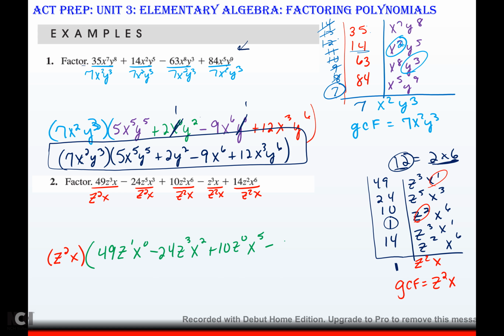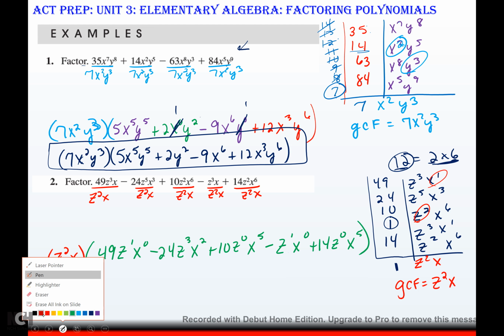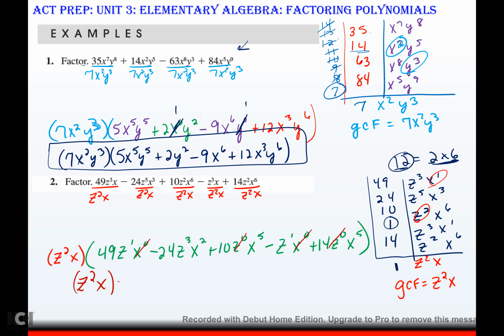Minus z to the 3rd divided by z squared is z to the 1st. x to the 1 minus 1 is 0. Plus 14, z to the 2 minus 2 is 0. x to the 6 minus 1 is 5. And I'm done, other than cleaning up the 0 degrees, because those are just ones. So my final answer would be z squared x times 49z minus 24z cubed x squared plus 10x to the 5th minus z plus 14x to the 5th.